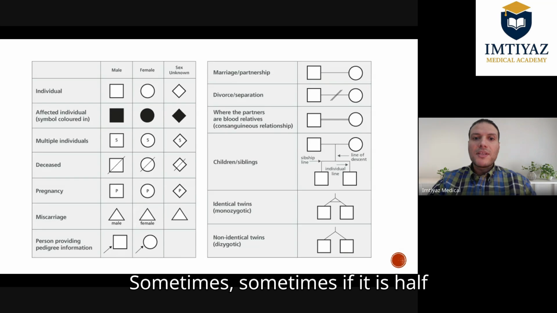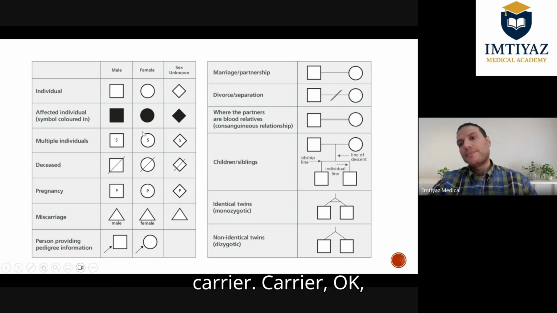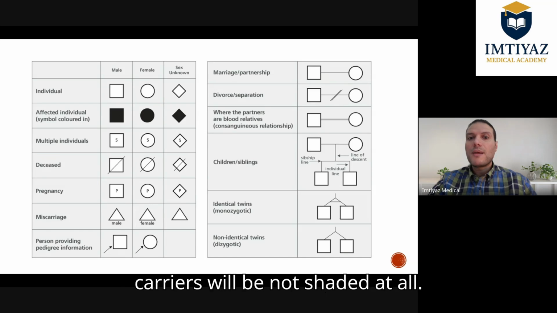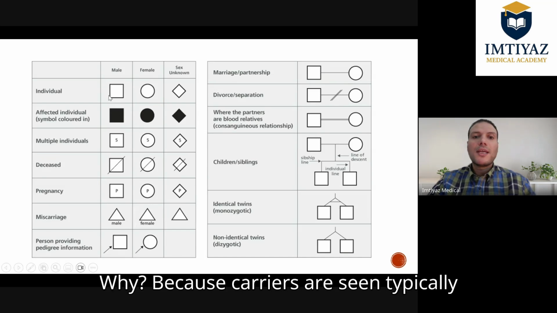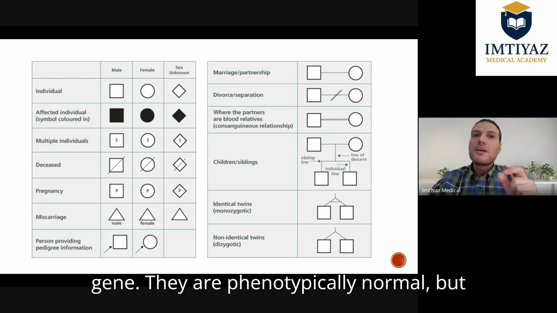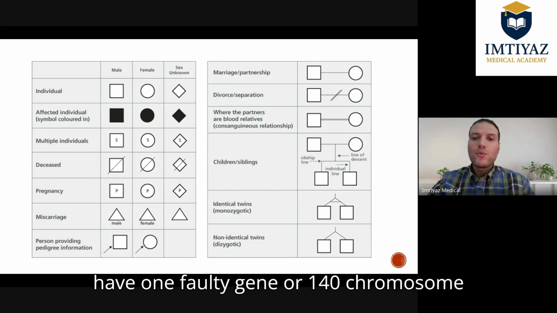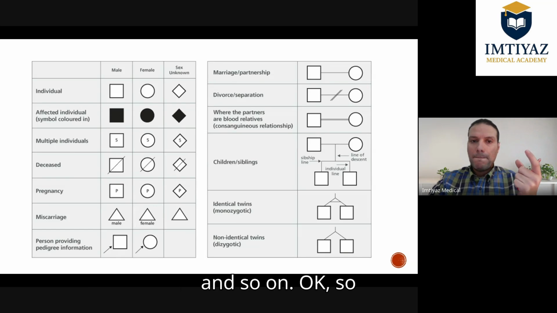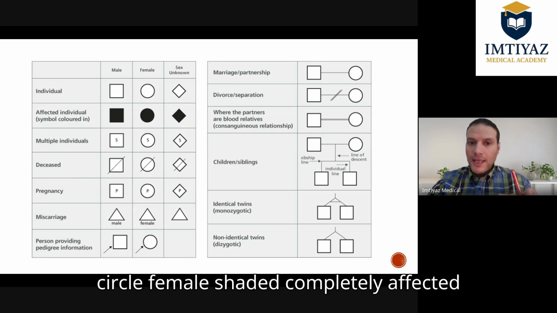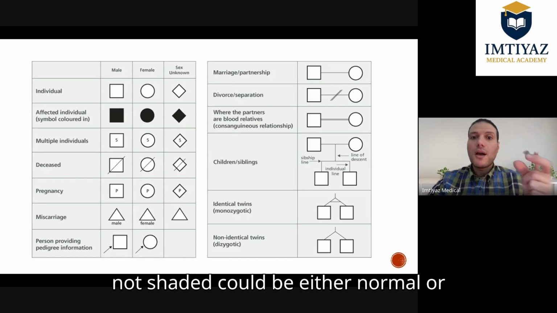Sometimes, if it is half shaded, that means they are carriers, but they are not affected. And sometimes even carriers will be not shaded at all. Why? Because carriers are phenotypically normal. They are just carriers of the gene. They are phenotypically normal, but genotypically they are not normal. They have one faulty gene or one faulty chromosome and so on. So the take home message now: square male, circle female, completely shaded affected, half shaded or not shaded. Not shaded could be either normal or carrier.